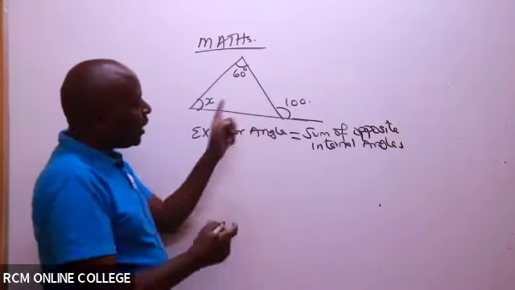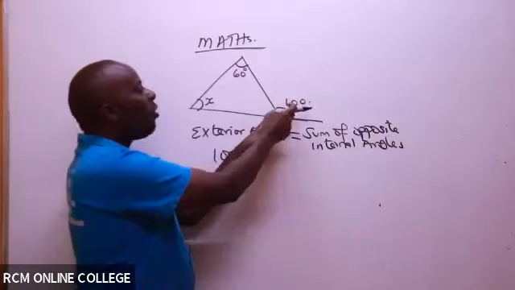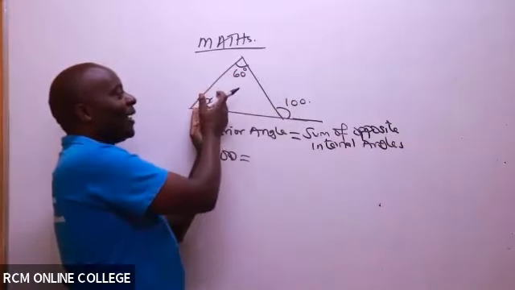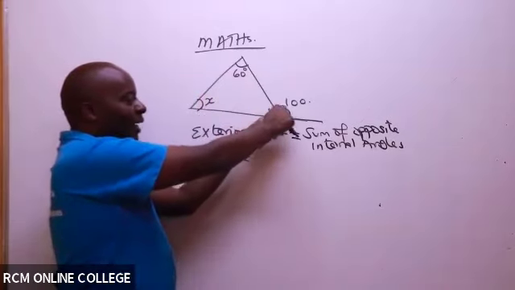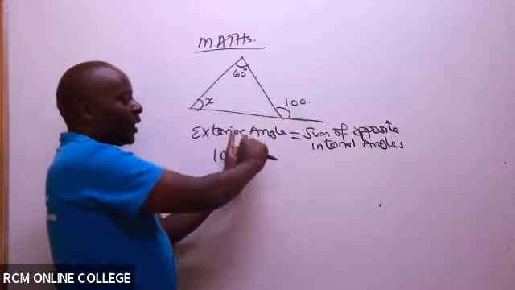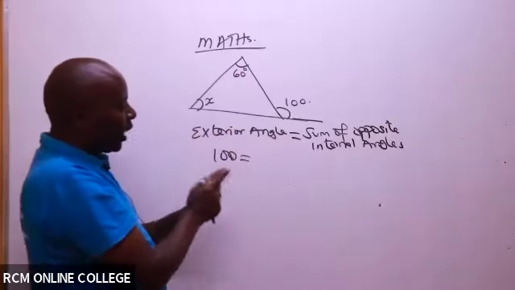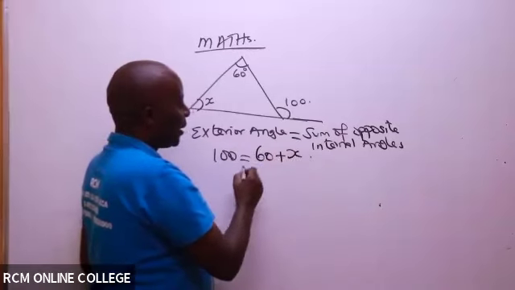So this exterior angle here of 100, you see this one here, the opposite internal angles are 60 and x. When you add the two, we should get the equivalent of this. So an exterior angle will always be equal to the sum of the opposite internal angles. So 100 will be equal to 60 plus x.